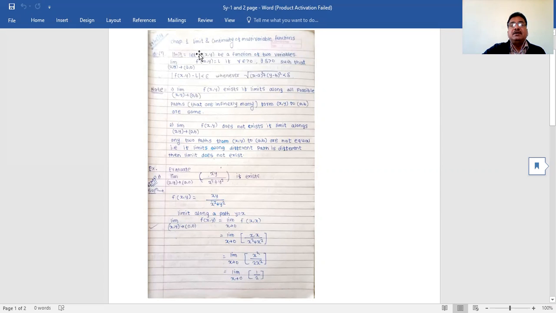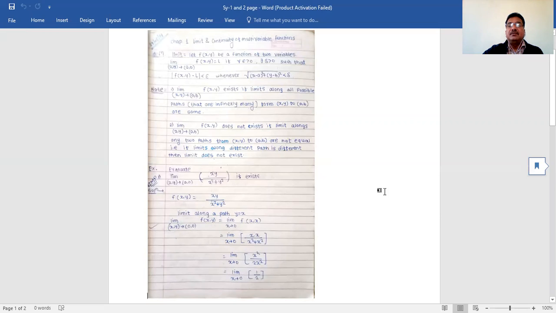Similarly, we can define it for a three variable function: the limit of f(x,y,z) as (x,y,z) tends to (a,b,c) is L if and only if |f(x,y,z) - L| is less than epsilon whenever root of (x-a)^2 + (y-b)^2 + (z-c)^2 is less than delta. So this is the definition of the limit of a two variable function.